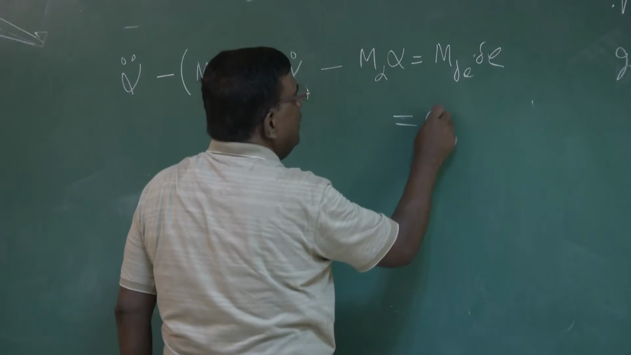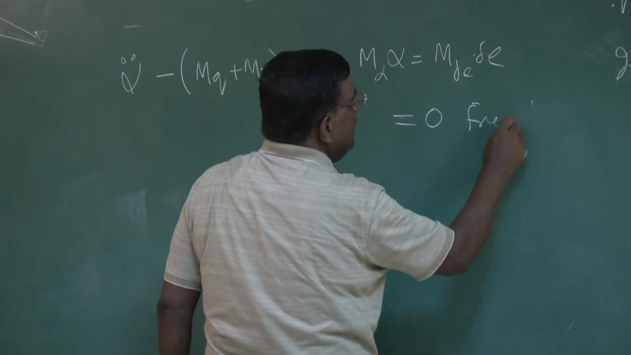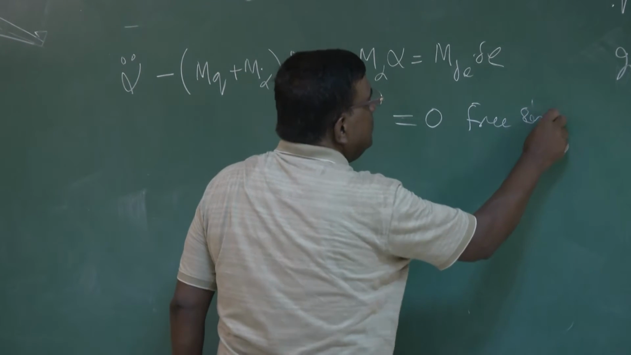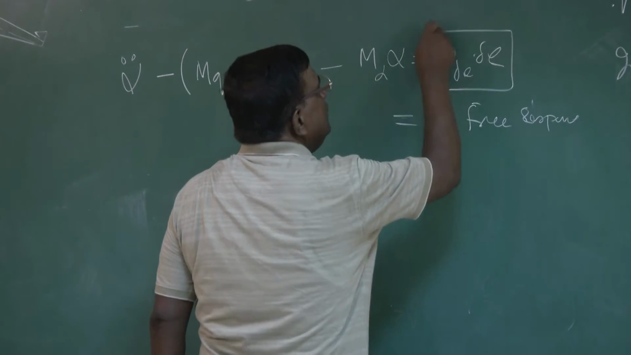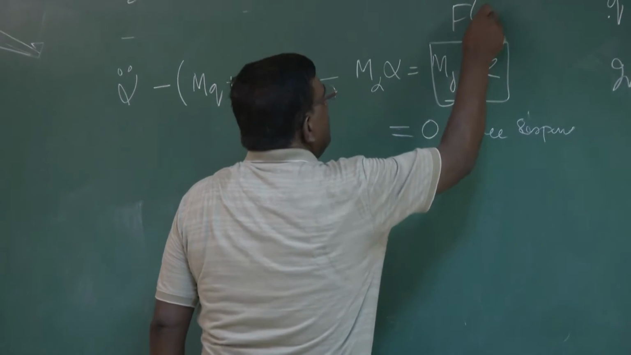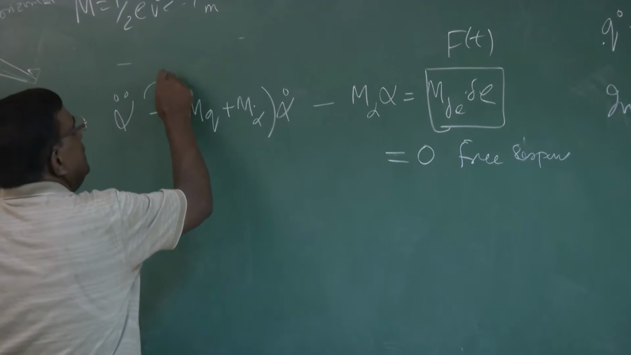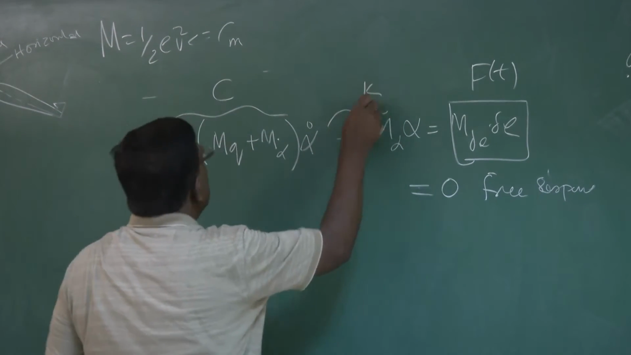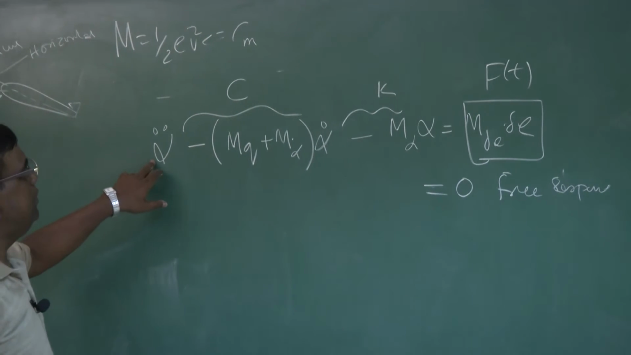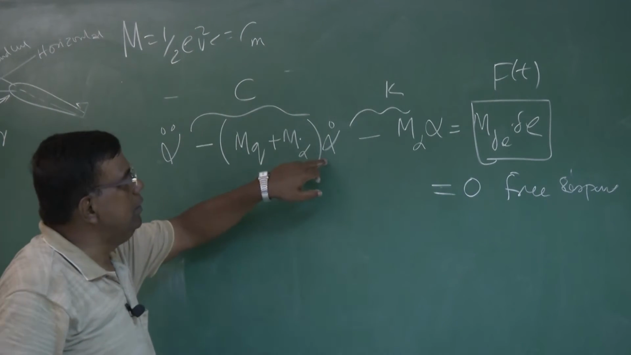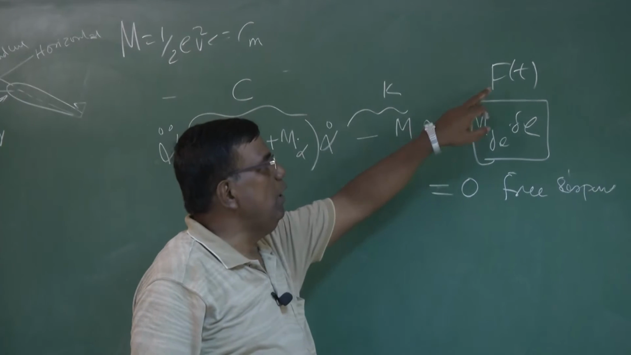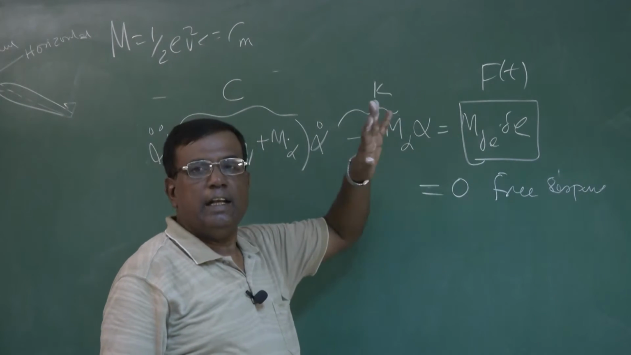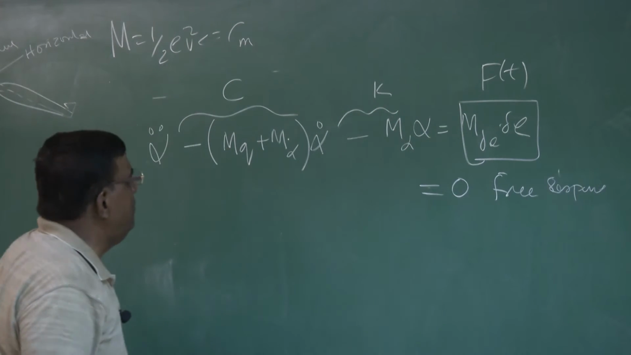For free response, I put this to be 0. The forcing function is like f of t, and this is like c, and this is like k. So you can see x double dot plus c x dot plus k x equal to f of t. Exactly the same form. Now the problem is solved.